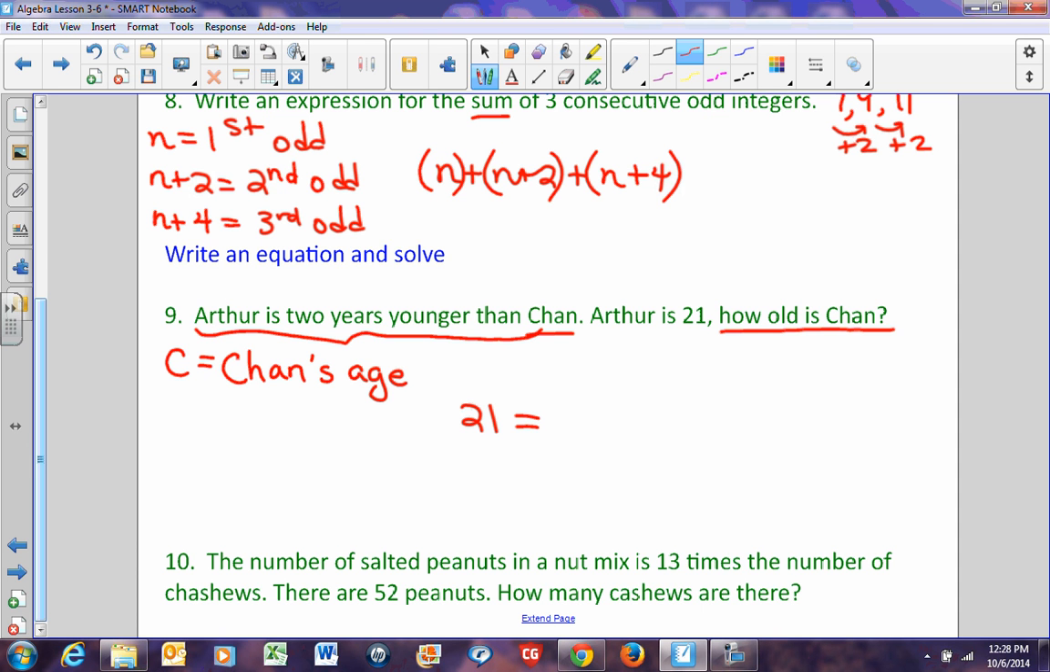So Chan's age minus 2 gives us Arthur's age, doesn't it? So Chan's age minus 2 gives us Arthur's age. So to solve for Chan, we just add 2 to both sides. 23 equals C. So Chan is 23 years old.